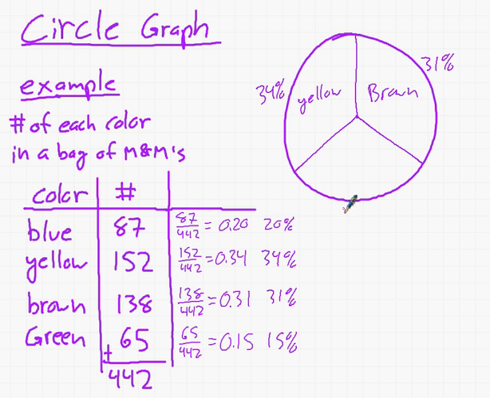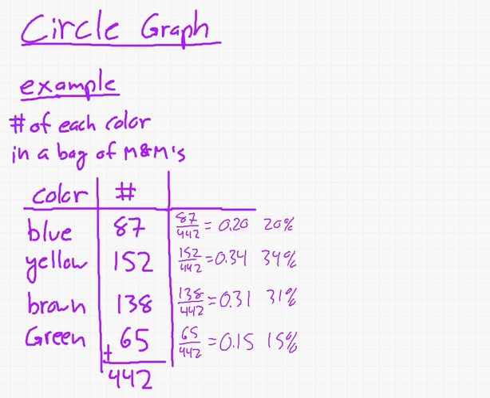Looks like blue is a little bit bigger than green, so I'll just make them a little unequal. And so this would be blue and green, and we have a decent approximate pie chart or circle graph. Now, if we want to be more precise about it, then we kind of need to start from the beginning.